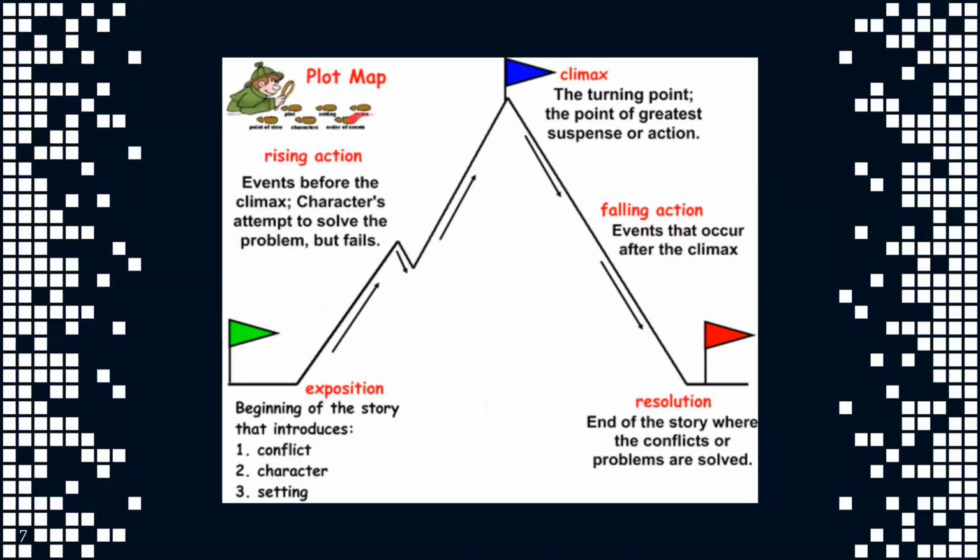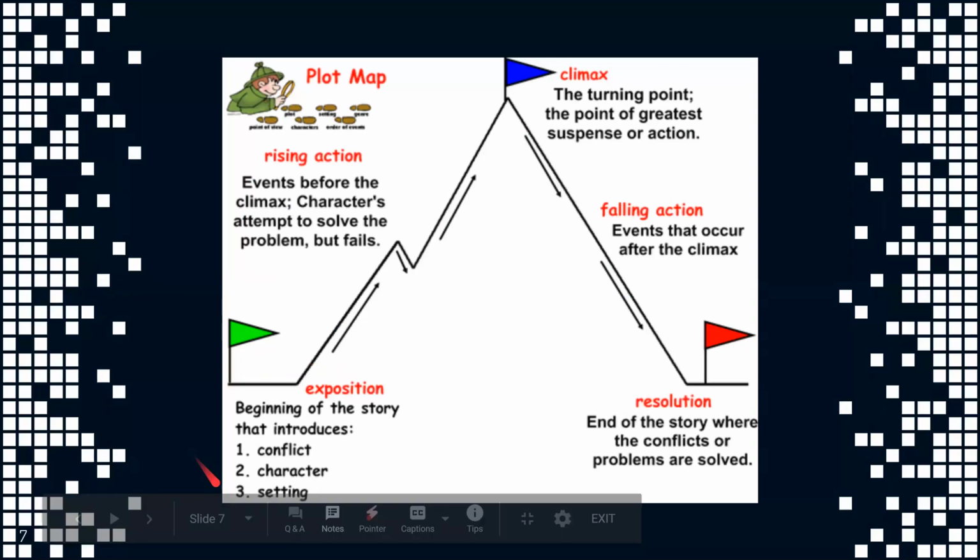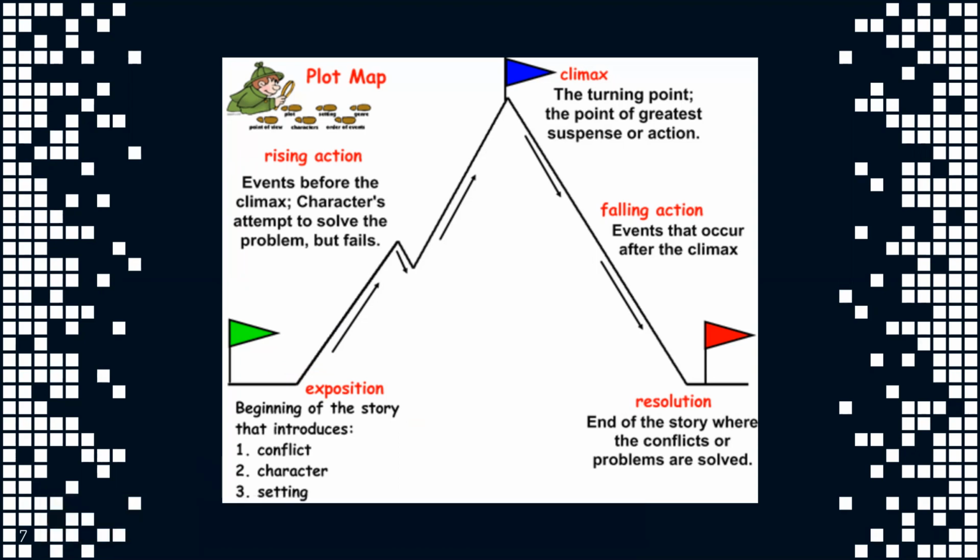So we're going to go through a quick plot map. So we see the exposition, which is the beginning of the story, and it usually introduces the conflict, the character, and the setting. It's just like the background information of what's going to happen in the story.